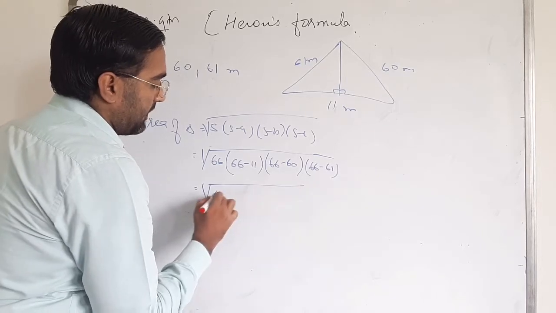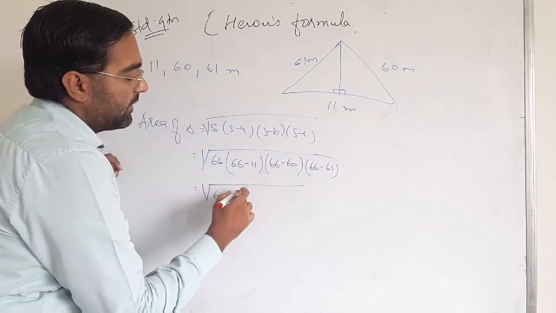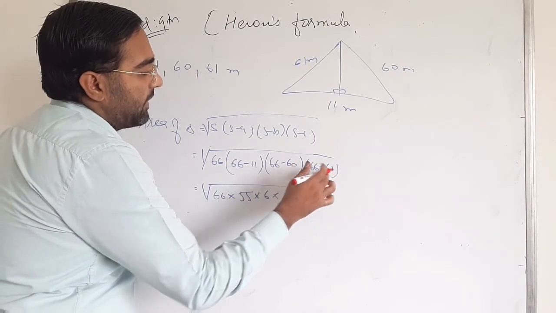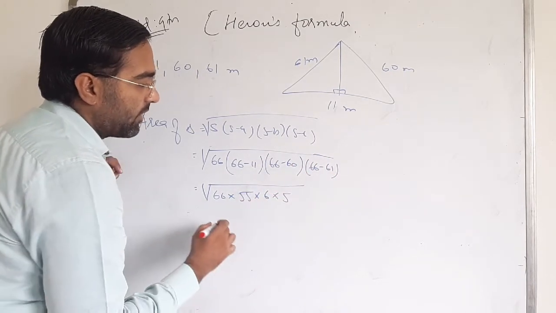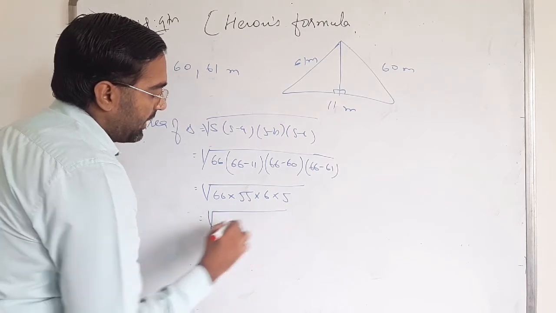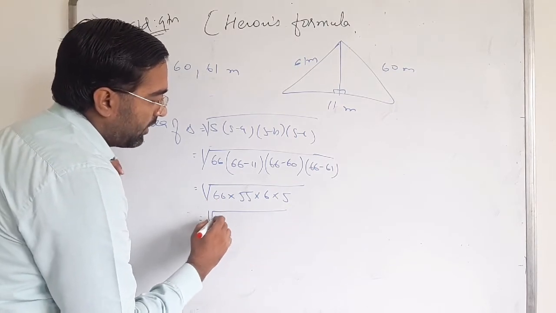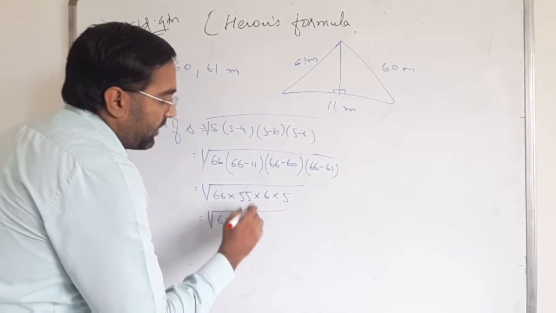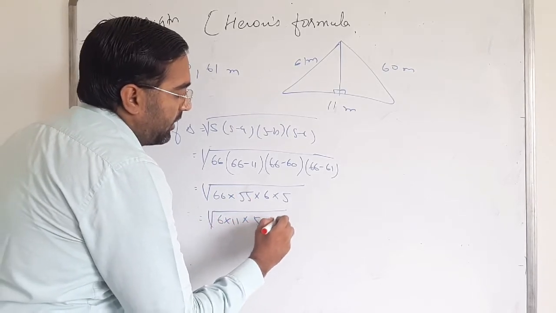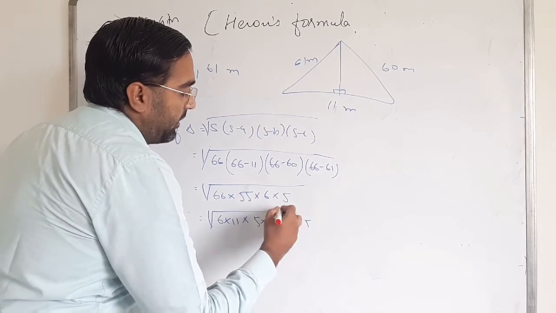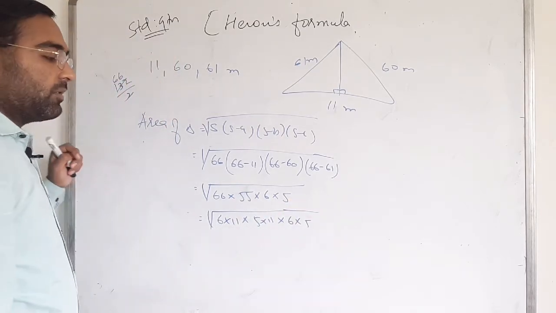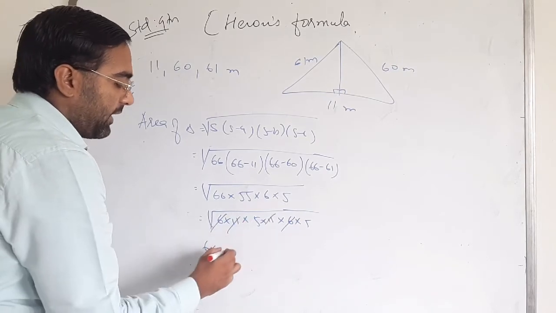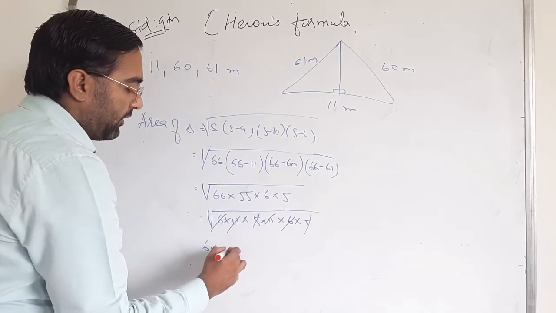So 66 minus 11 is 55, 66 minus 60 is 6, 66 minus 61 is 5. Now we have to factorize this: 66 as 6 into 11, 55 as 5 into 11. Now I'll write 6 and 5 as they are, because there is a pair of 6 taken out, a pair of 11 taken out, and a pair of 5 also taken out.